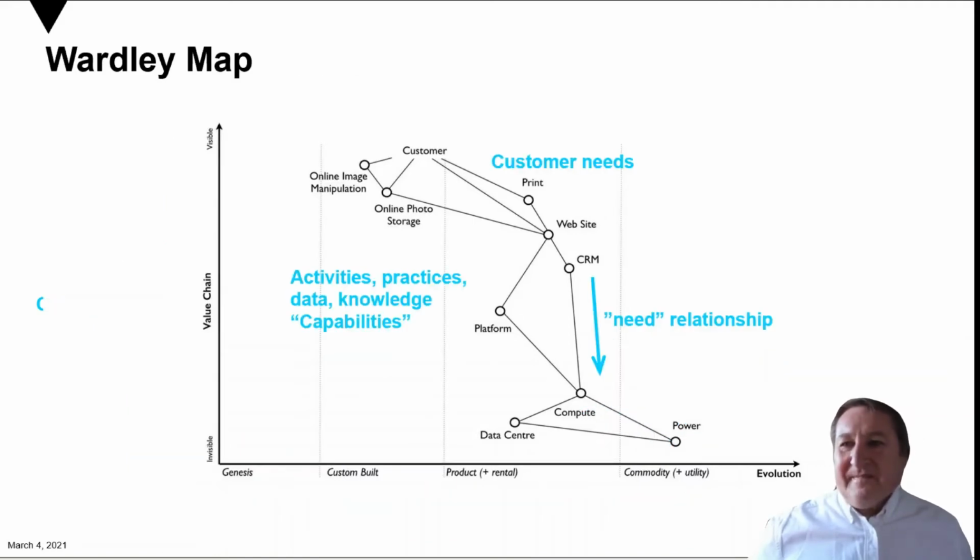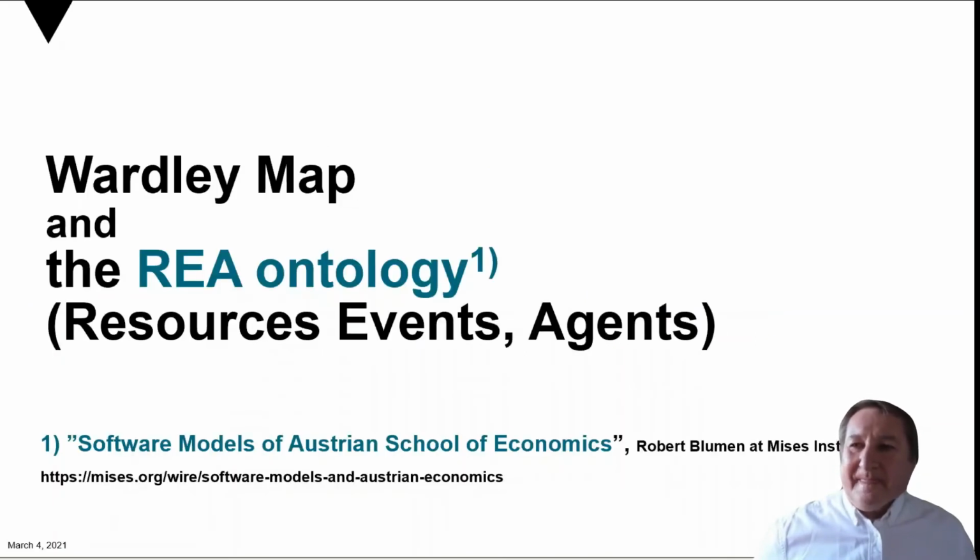A Wardley Map is a very informal method. The components in our method are called activities, practices, data, knowledge. Some people call them just capabilities, and the components on top are sometimes called customer needs. I will go back to this later. And the relationship between the components is often called the need relationship. So let's compare Wardley Map and the REA ontology.